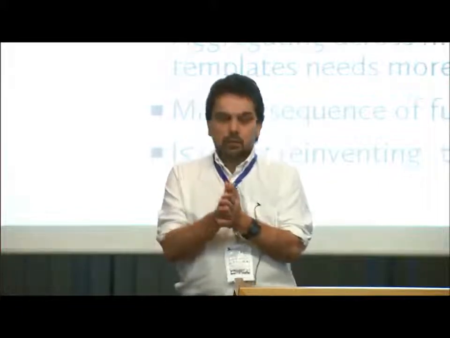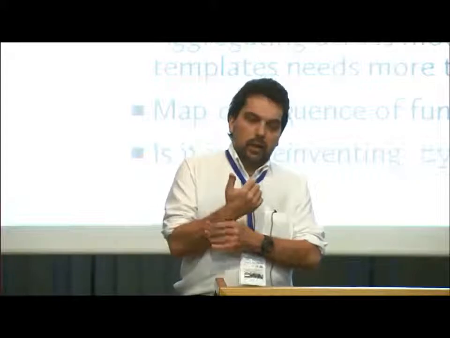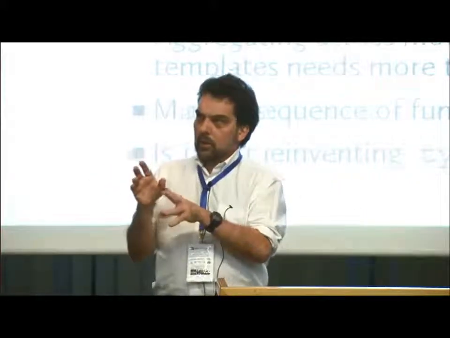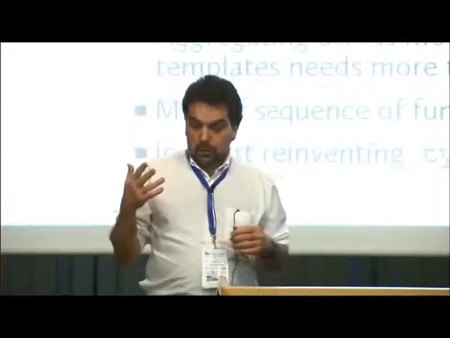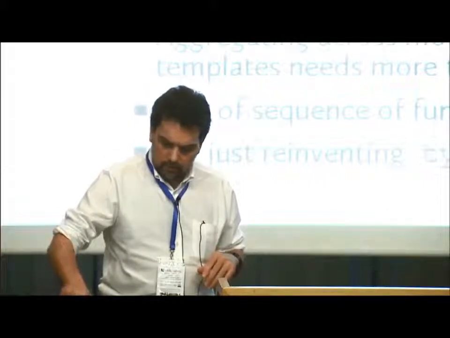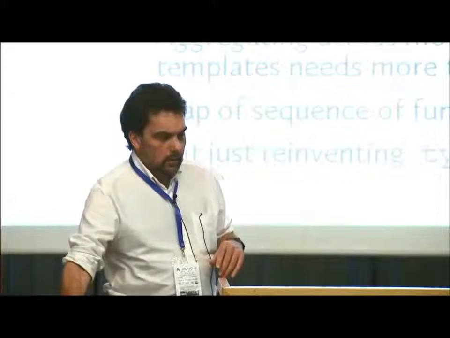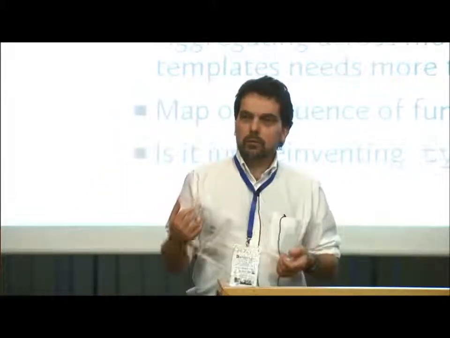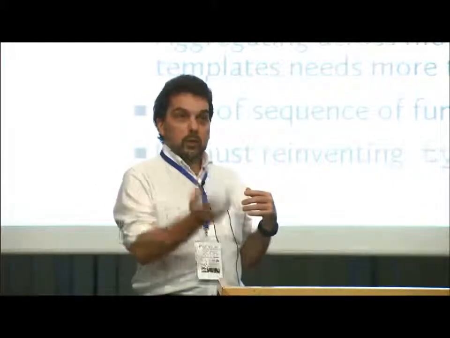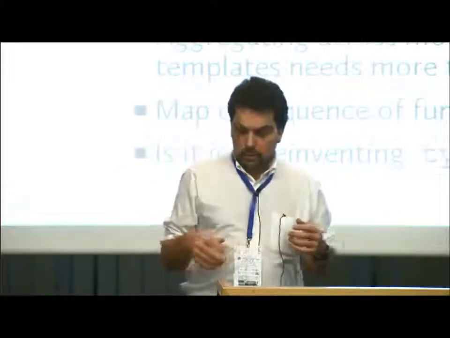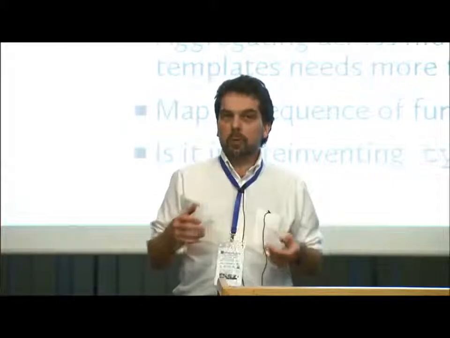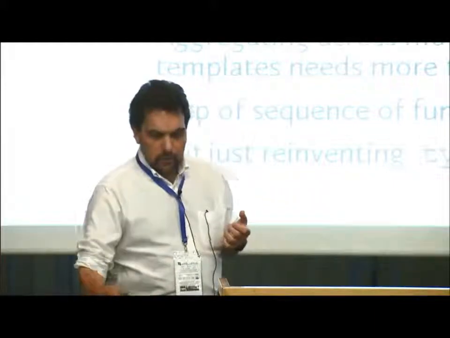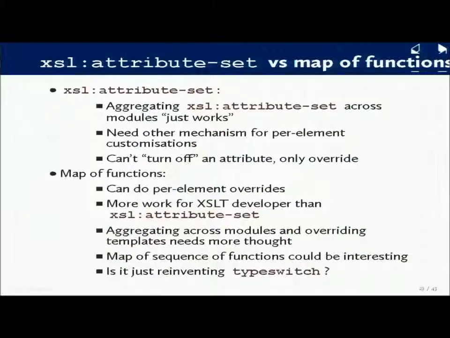So, using XSL attribute set, it's been there since 1.0. It's convenient that in each module, you declare your named attribute sets, and they just aggregate as style sheets import or include each other. But because they aggregate and join together by name, it's hard to get per-element processing with just attribute sets. Also, you can't explicitly turn off any attribute in your attribute set. The best you can do is have a context with a higher precedence, or declare it last, and override it with a default value. Compared to that, the map of functions provides a general mechanism for per-element override.